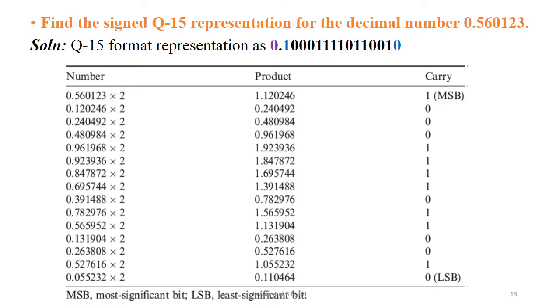Let us consider one example and see how we can realize it in Q15 format. So let us go through the problem statement. Find the signed Q15 representation for the decimal number 0.560123. The final answer we are going to get is this one. From this we can make an observation that the input is a positive value, therefore the sign bit is going to be 0 and the remaining bits are going to realize the value of the decimal number, that is 0.560123.